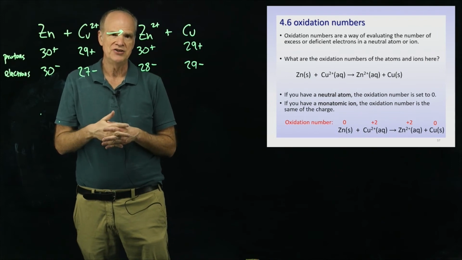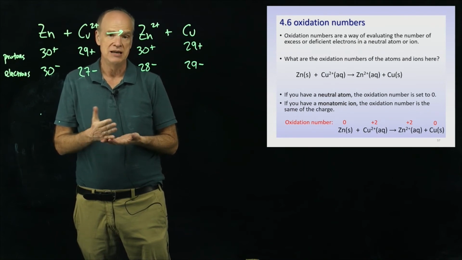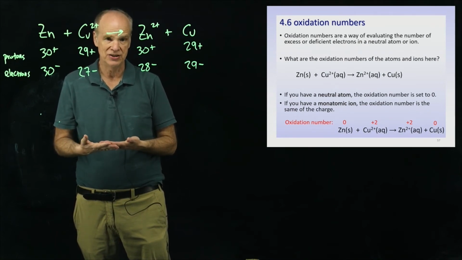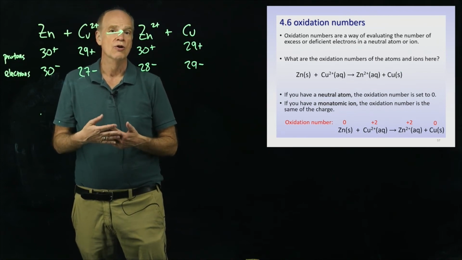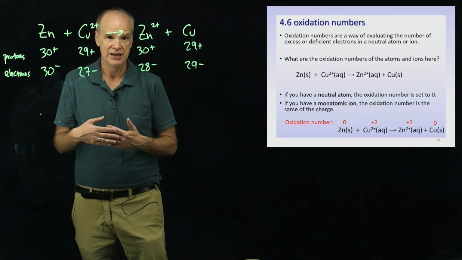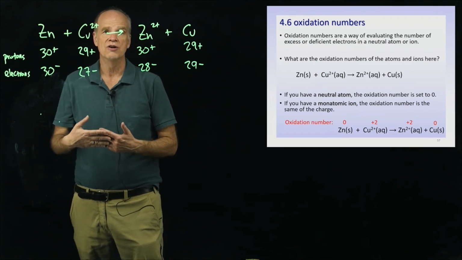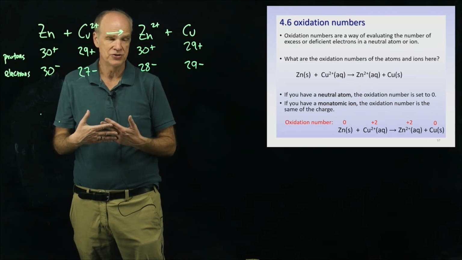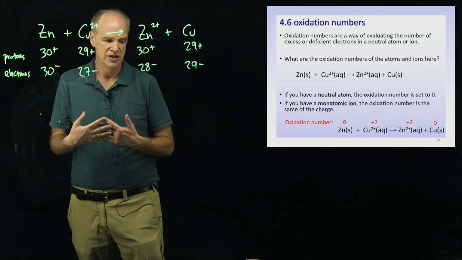What oxidation numbers are is that they tell you whether the atom or ion maybe has an excess of electrons compared to normal. If so, it'll have a negative oxidation number. Or maybe it's deficient in electrons compared to normal, and it'll have a positive oxidation number. Or whether it really has the amount of electrons it should have, it's a neutral species. If that is the case, then the oxidation number is 0.